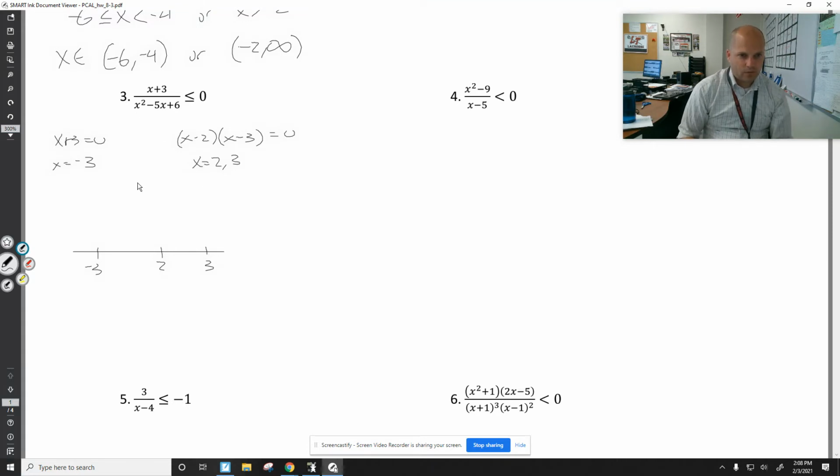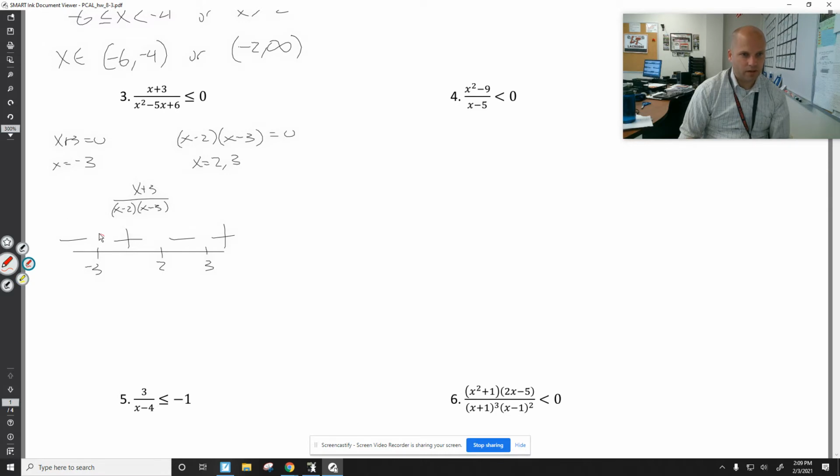Let's look at our factored form: (x + 3) over (x - 2)(x - 3). Plug in 4: positive, positive, positive, positive. Plug in 2.5: positive, positive, negative. It's negative. Plug in 0: positive, negative, negative. Plug in -5: negative, negative, negative. Okay. We're looking for less than or equal to 0.